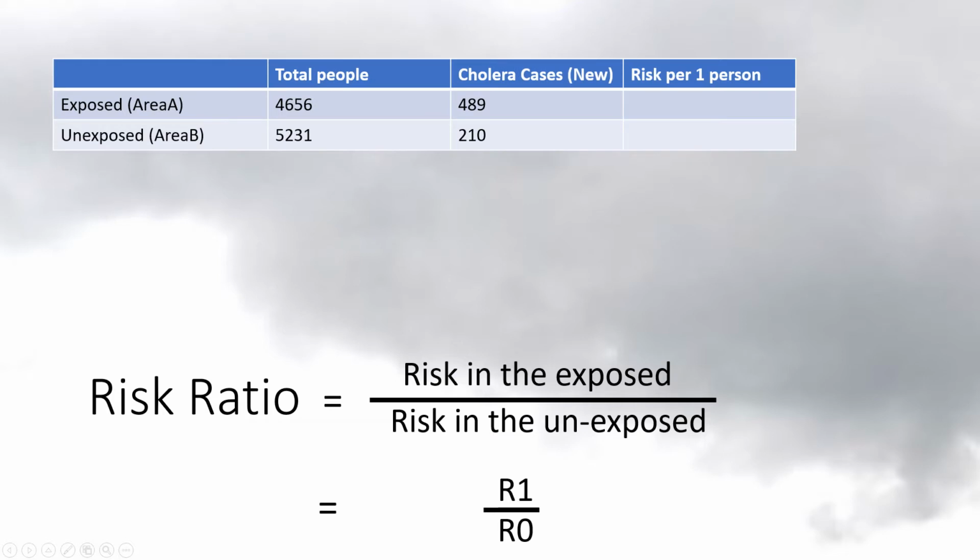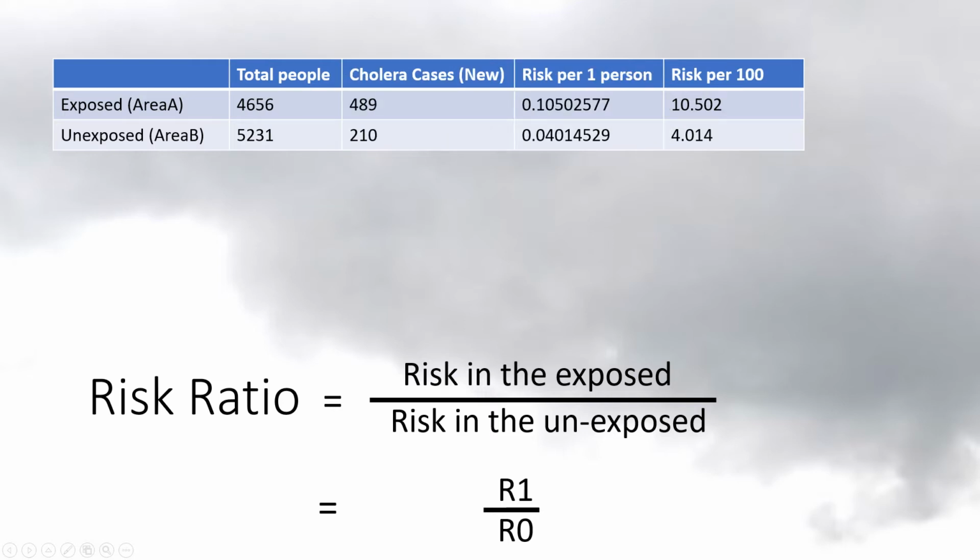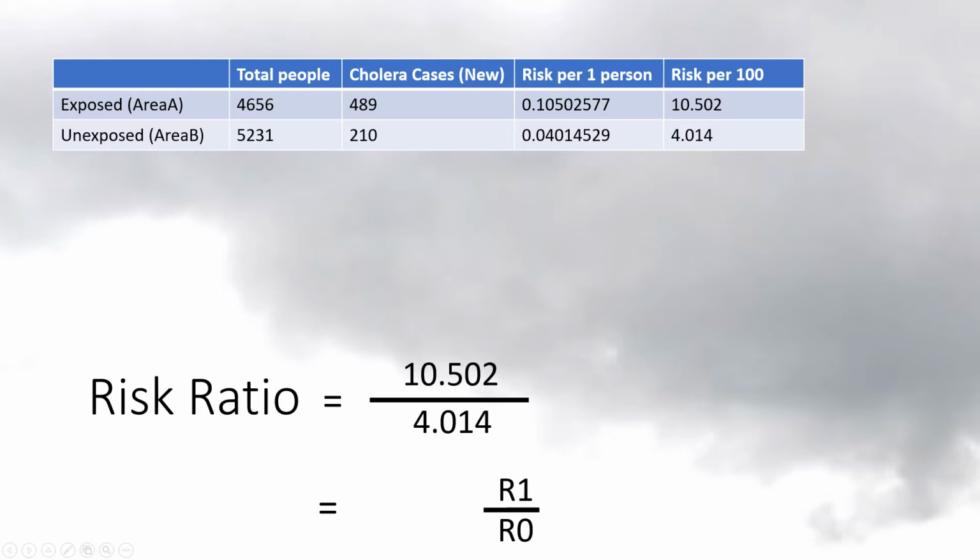Risk per one person, you do your calculation, 489 divided by 4656, you're going to get that, then you're going to get that. Then you put those numbers in the risk ratio, or you can make it risk per 100 if you like, put them into there, there's your risk. It doesn't matter if you are putting the risk per 100 or risk per 1 or 1,000 or a million, it's still going to come up with the same risk ratio. Risk ratio in this case is 2.62.